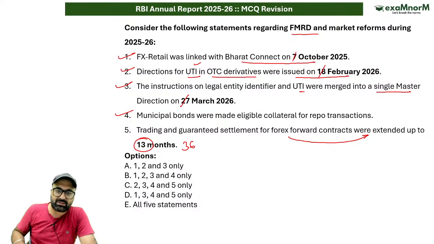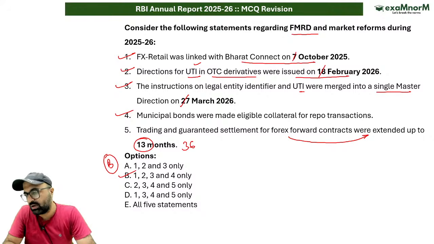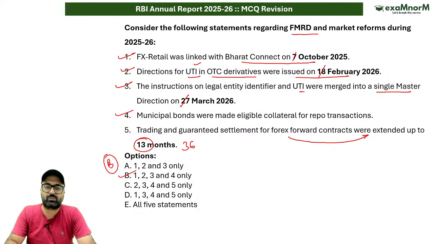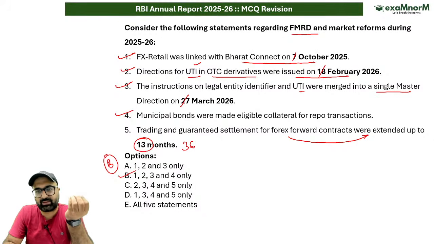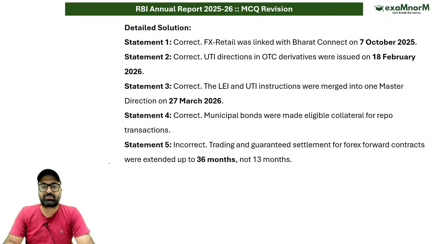So answer क्या होगा sir? Answer to this particular question is 1, 2, 3, 4, but the fifth statement is wrong. जिसको नहीं समझ आया दोबारा बताता हूँ. इसे जो forex forward trading and guaranteed settlement है, this has been extended to 36 months, not 13 months. This is correct. Moving on to the next question.